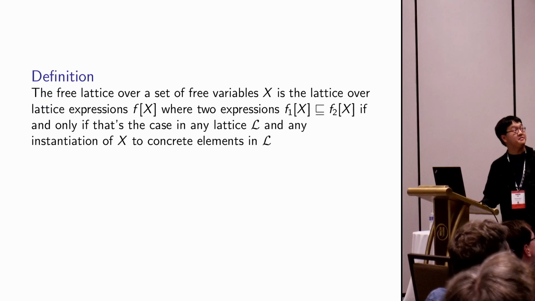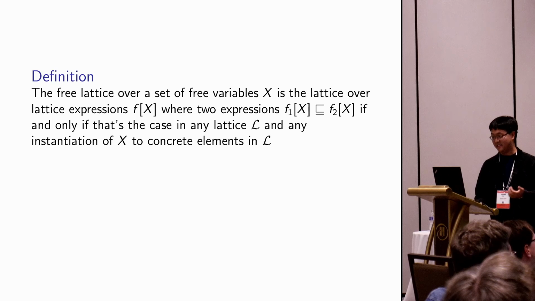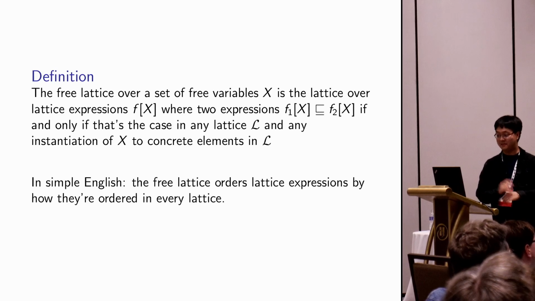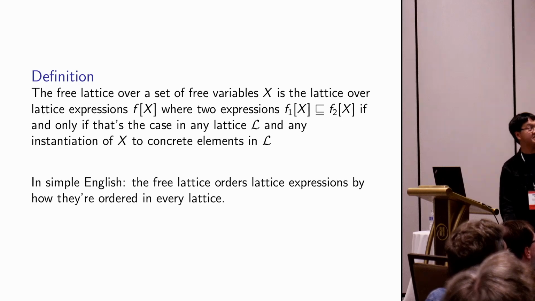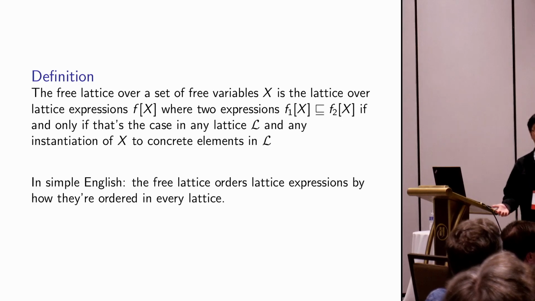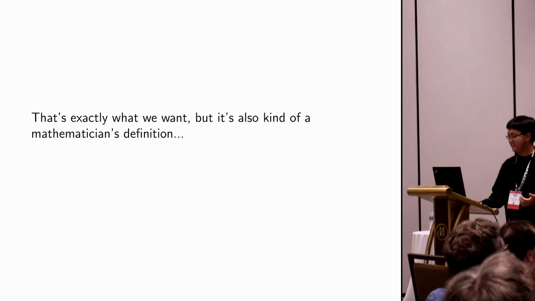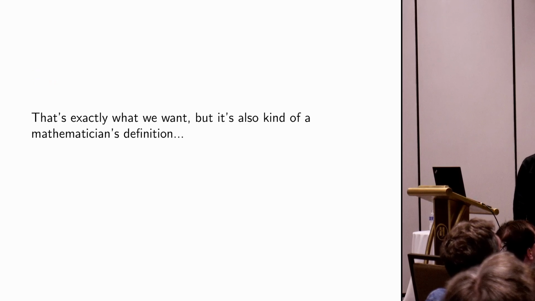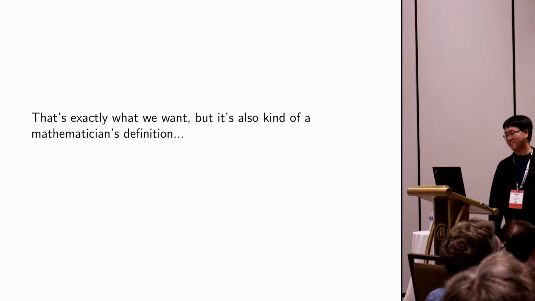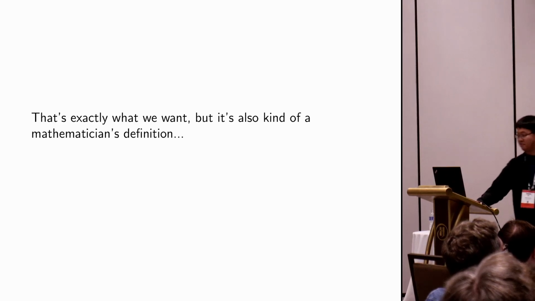So here's a definition of a free lattice. It's a complicated math definition, but it basically tells you that the free lattice orders lattice expressions by how they're ordered in every lattice. Now, that's not very useful, because it's a mathematician's definition. It tells you what the object is, but doesn't really tell you how to use it. So what do we do from that?